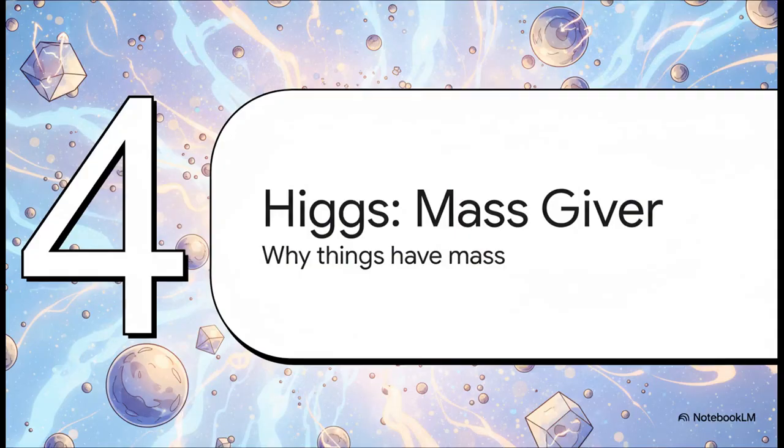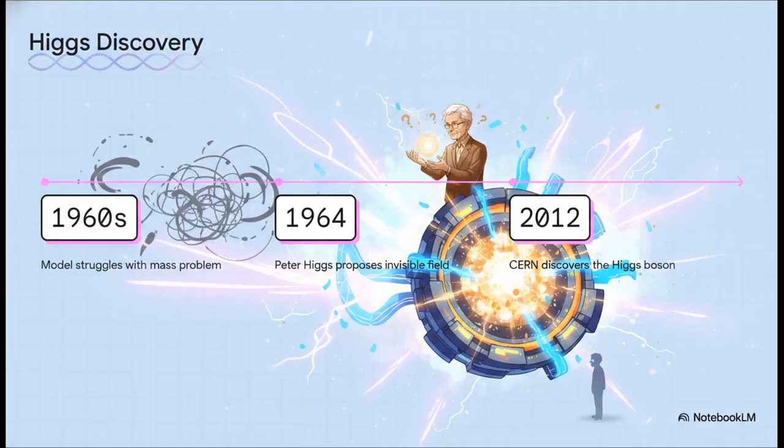Which brings us to section 4, the Higgs, the mass giver. For decades, the standard model had a massive, glaring problem. The underlying math predicted that these fundamental particles should be completely massless. But that was obviously false, right? Electrons have mass, quarks have mass, the W and Z bosons have a ton of mass. So where the heck was it all coming from?